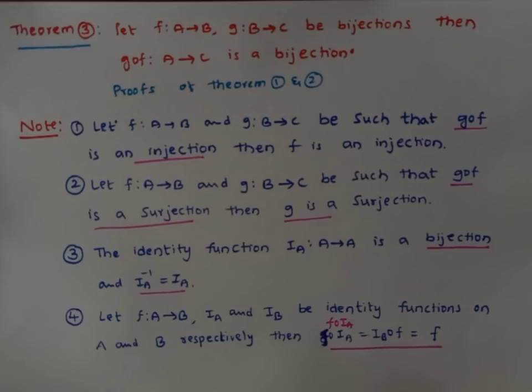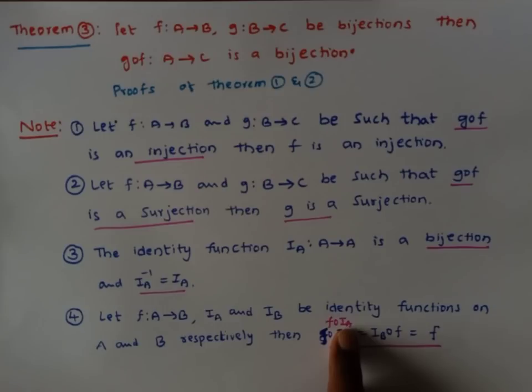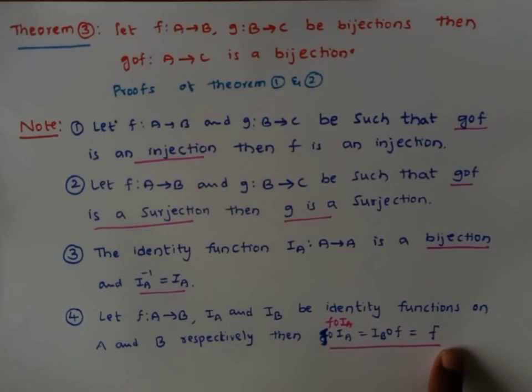Whereas in numbers, if a is any number, then a into 1 is a, right? Like that, here f is any function and I is an identity function. So f compose I is always f. F circle I is f, I circle f is f.